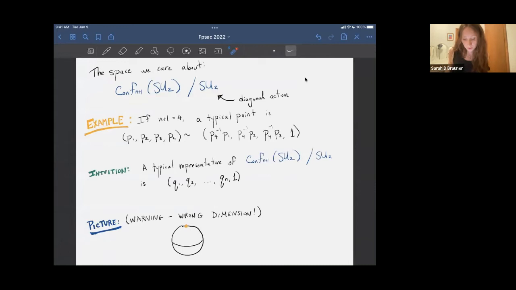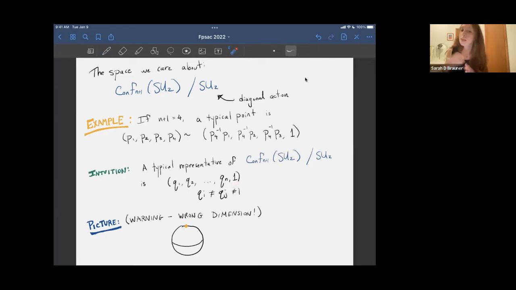Okay, so this might look like a strange space, but if you think about a typical point, it helps. So here's a typical point if n+1 is 4. But because I'm quotienting by this diagonal action, I can multiply through by P4 inverse and get an equivalent point that has 1 as my last coordinate. And the idea is that I can do this in general. So a typical point in this space is going to be the set of points Q1 through Qn, where I'm going to require that Qi is not equal to Qj, and not equal to 1, and then 1 as my last coordinate.